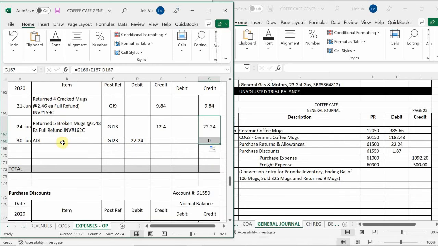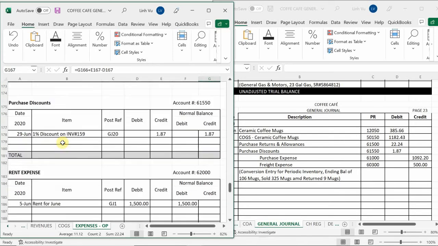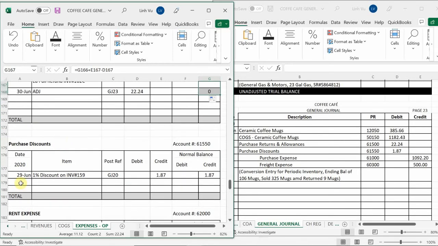Okay, so that was my purchase returns and allowances. Next one is purchase discounts, for $1.87. So therefore, you should have a zero balance here. Okay, for $1.87.